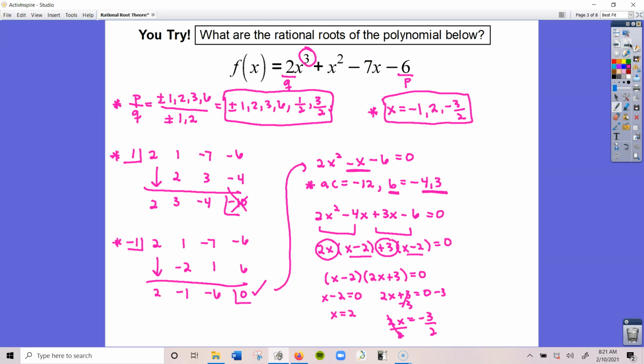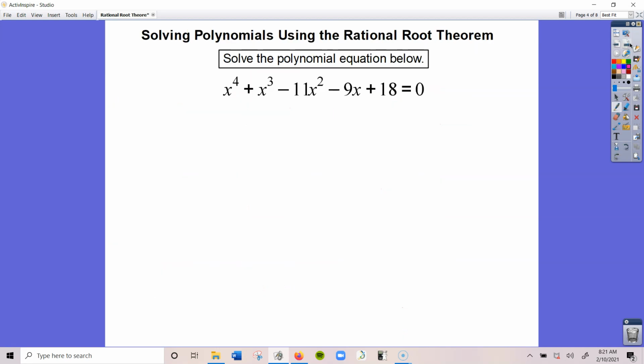Let's try another one. Now here, this one says solve the polynomial equation below. It's just another way of saying the same thing. Find the roots, because as you can see from this polynomial, it equals 0. So we're going to find all of those roots. Now here we have P as 18 and Q as 1. If I were to try factoring, this is 5 terms. It's very difficult, which is why we're using the rational root theorem.